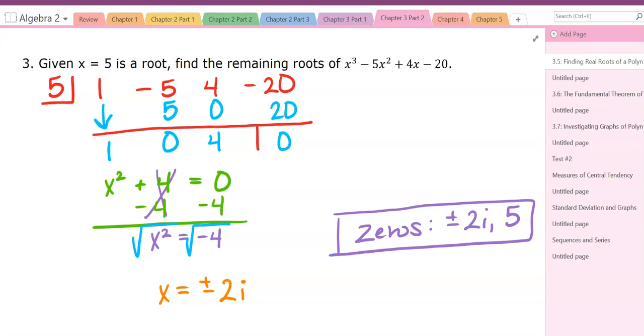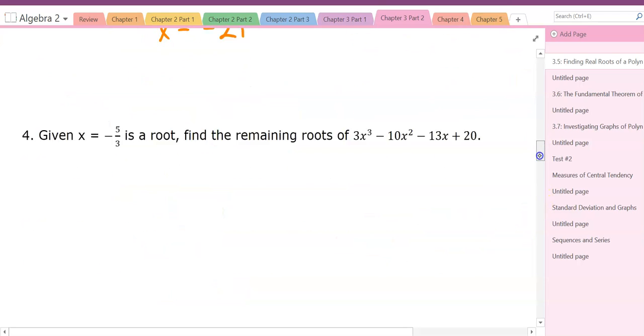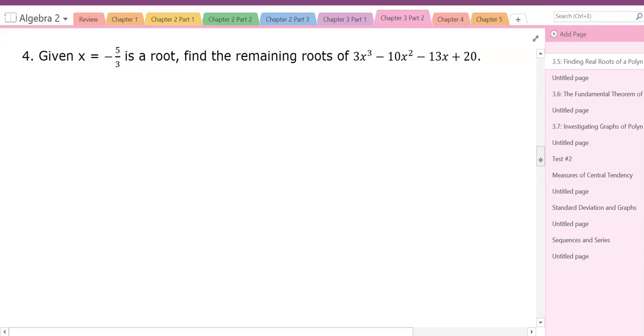You won't see imaginary numbers a whole lot. They do happen, but most of the time you're going to see real numbers, or they'll show up like we did on the last one with the square root still in the problem. All right, why don't you guys try to do number 4 all by yourself. Try to do the whole thing.